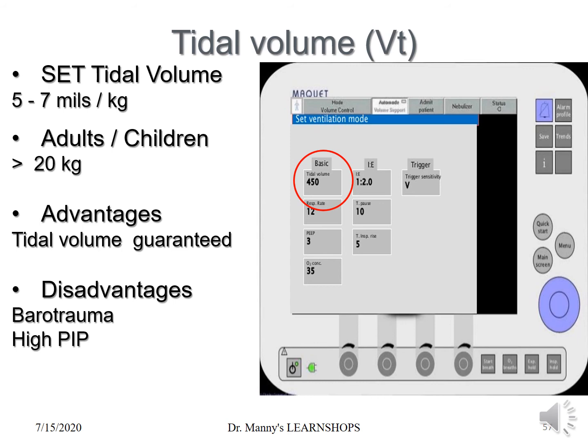Advantages are, as I mentioned previously, the tidal volume is guaranteed. The disadvantage is you don't know what the inspiratory pressure is going to be, because this is dependent on the thoracic and pulmonary and airway compliance. The disadvantage could be it could generate a high pressure, which could cause barotrauma, pressure trauma, VALI, VILI, or ventilator-associated events.